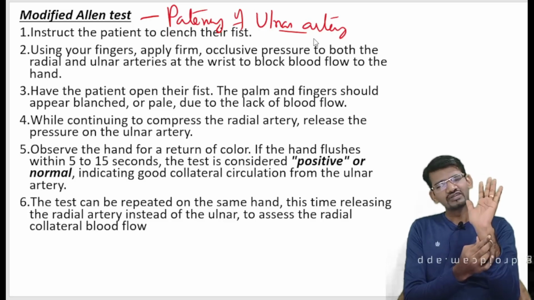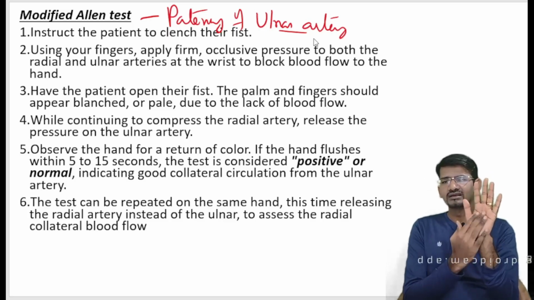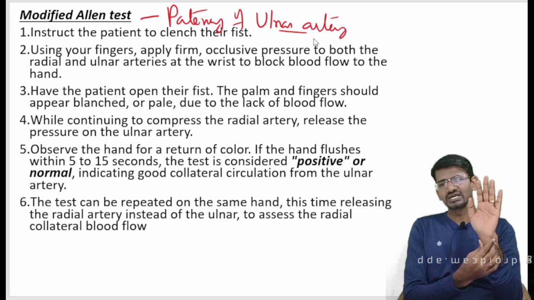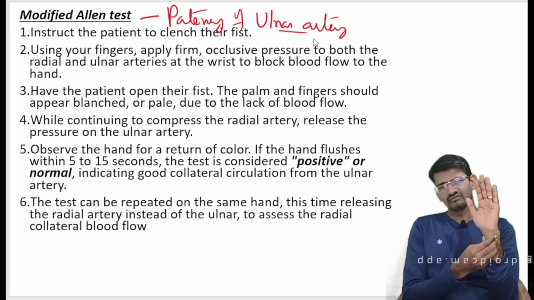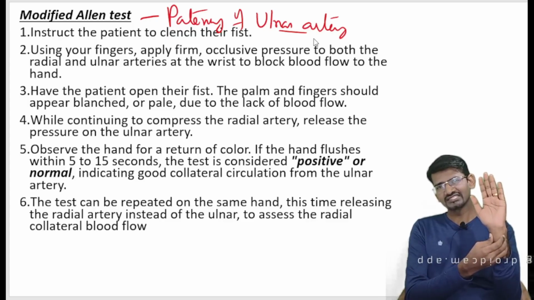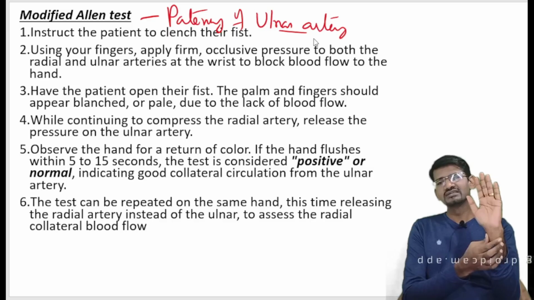Okay, so it will be pale or blanched because of the blockage of both the arteries. There is impairment in the blood supply, so the patient's palm will get blanched, there is paleness. Then what you have to do is keep the pressure over the radial artery, then release the pressure over the ulnar artery.